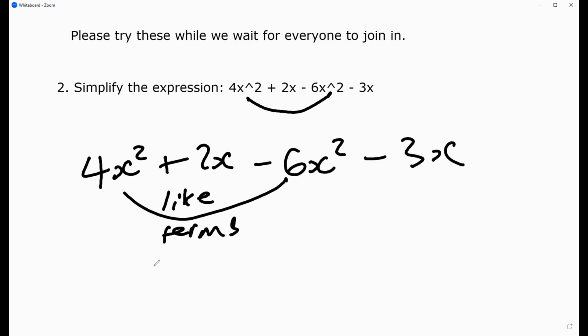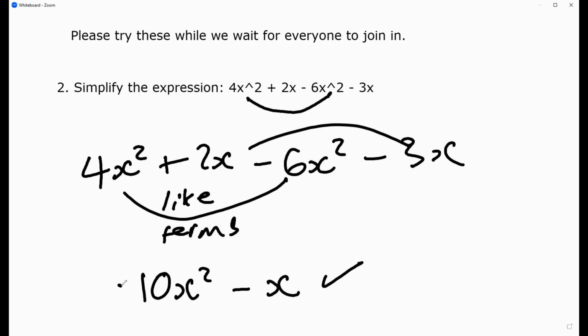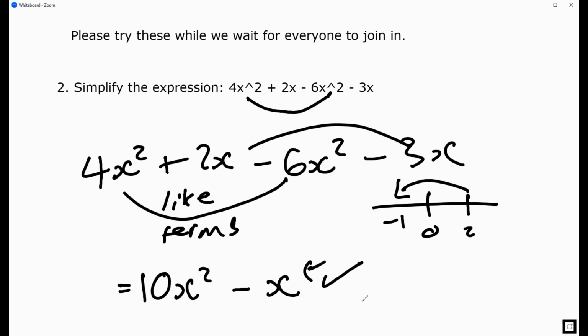And so 4x squared minus 6x squared comes to negative 2x squared. 2x minus 3x is negative x. And then we're done. It's like a number line. You're at 2 and you're minusing 3, so you end up at negative 1, which is negative 1x.